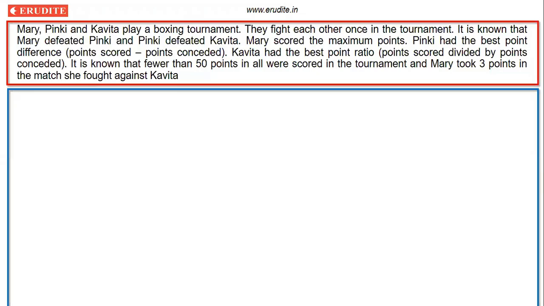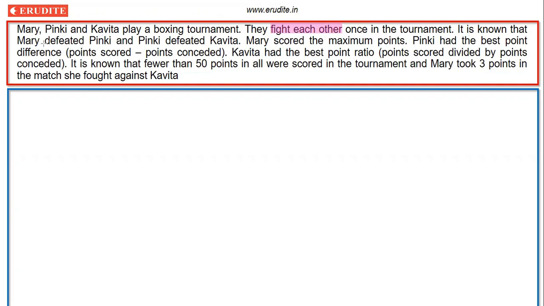In this set, we are talking about one tournament. Mary, Pinky, and Kavita play a boxing tournament. They fight each other. That means there are three games as they fight each other once.